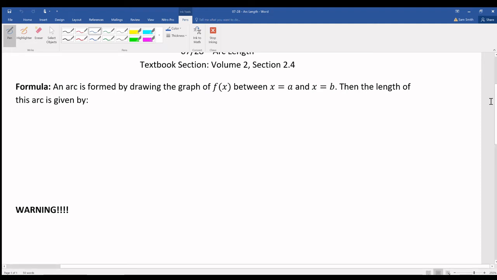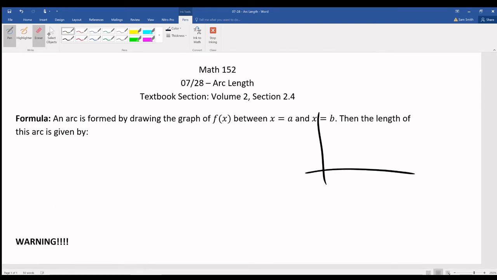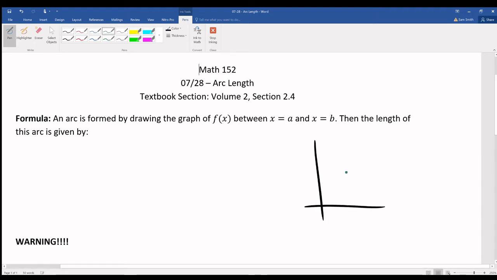So consider the problem. You have the graph of some function f of x between some initial x value and some final x value. So let's get a quick sketch going. Here's just some arbitrary function f of x. Here is the initial a, here is the final b. And the goal now is not to find the area underneath the curve, but to find the length of this string that's being used to form the curve.